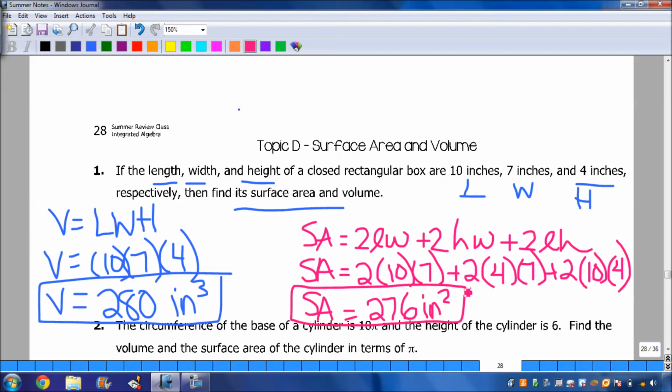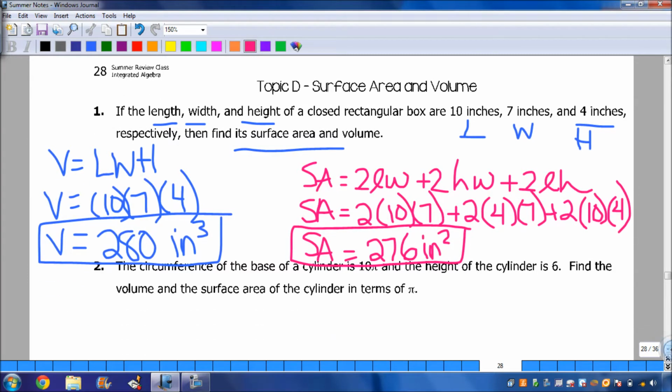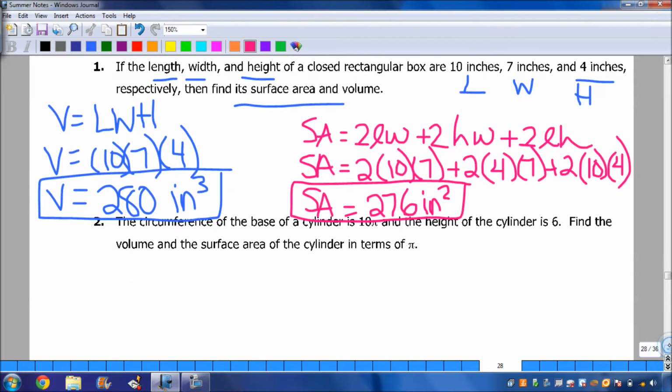Okay, all right, so now question number 2. The circumference of the base of a cylinder is 10 pi, and the height of the cylinder is 6, so I know what h is. Find the volume and the surface area of the cylinder. Now the good news is that the volume and the surface area formulas are both on your reference sheet, so you don't need to have either of those memorized. So let's figure out the volume first. Volume is pi r squared h. Now we know the height is 6, but it does not tell us what the radius is, so we have to figure out what the radius is.